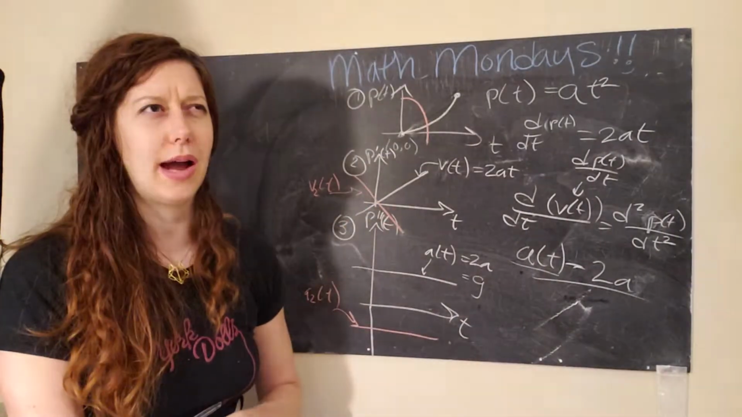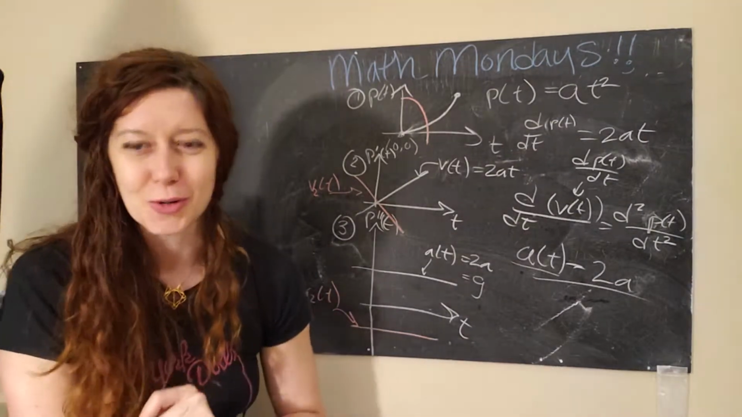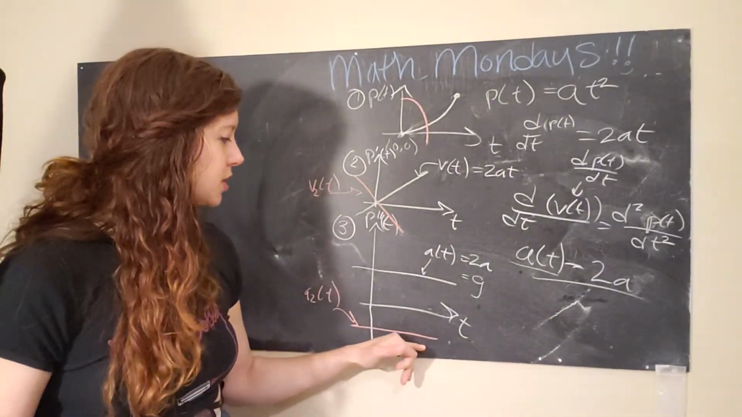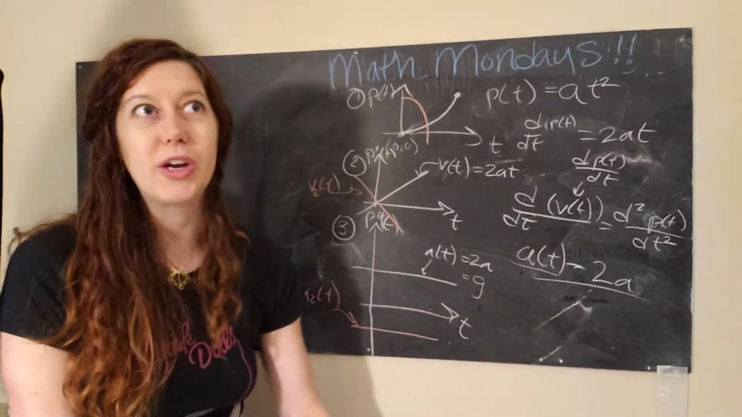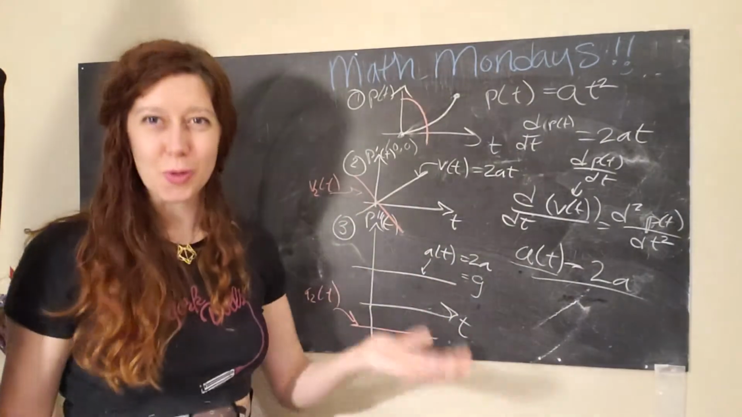So then you'd be like, well, how did you start moving? That's a different question. But yeah, so if you saw a negative acceleration, you could say, okay, we are decelerating. That's it. Pretty cool, right?